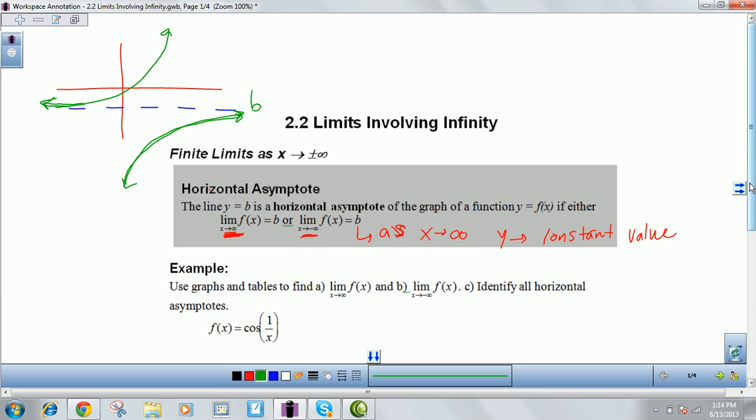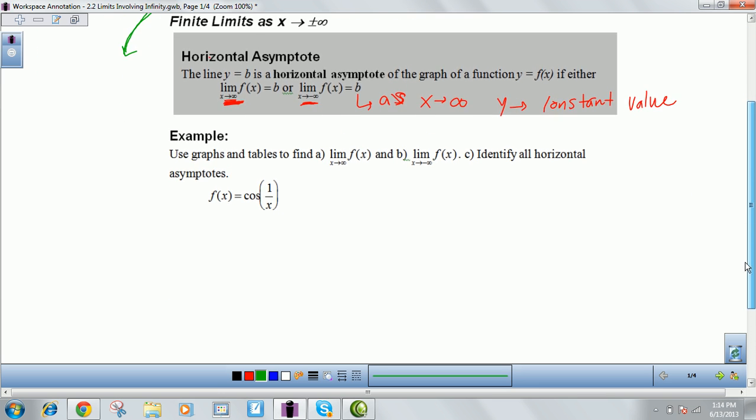Let's look at an example here. Use graphs and tables to find the limit as x approaches infinity and negative infinity, and then identify the horizontal asymptotes, because there could be more than one. If these are not the same, then there's more than one horizontal asymptote happening. So go ahead and graph this, try to answer those questions, and then come back and check your answers.